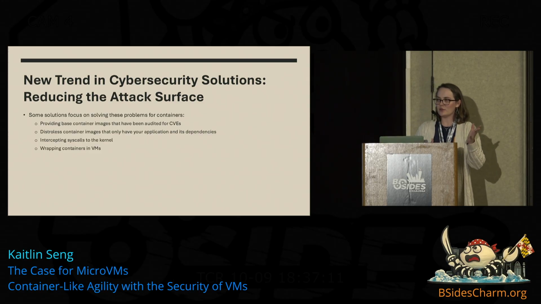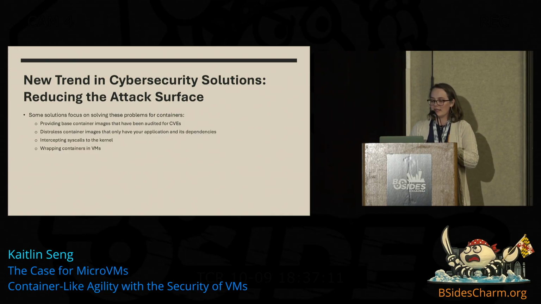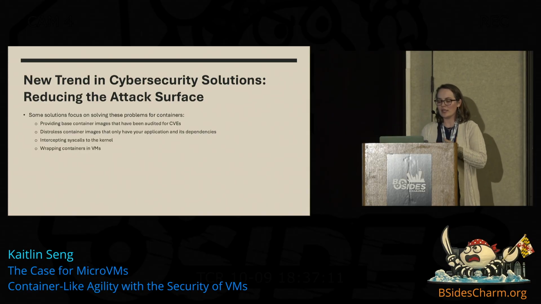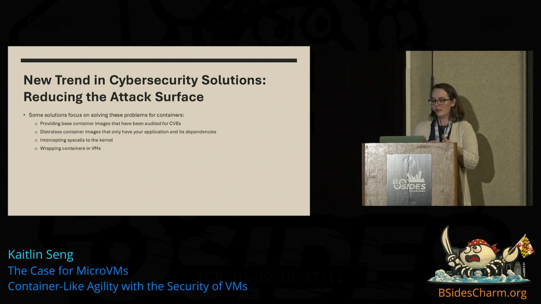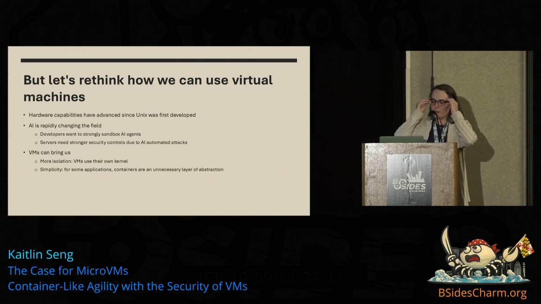So given all these threat vectors, we've seen the growth of virtual machines and containers. What is the next trend? The trend that I'm seeing is that these technologies are focusing on reducing that attack surface. There are different companies trying to solve these problems for containers. We're seeing companies providing base container images that have been audited for CVEs beforehand, distroless container images that only run exactly your application and its dependencies and not much else. We see solutions that try to intercept syscalls to the kernel. And additionally, we see solutions where you wrap the container in a VM and launch it that way.